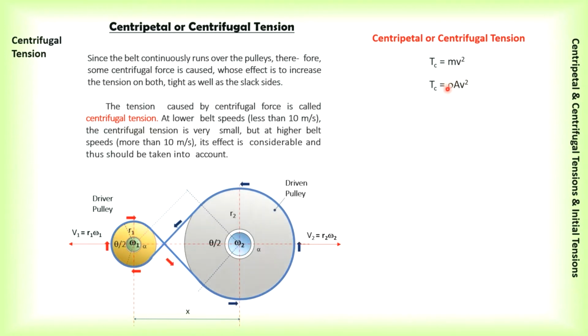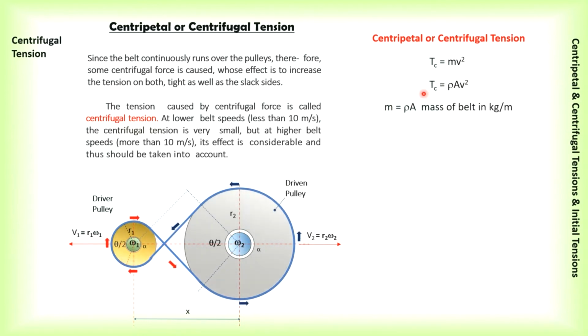Rho is the density of the belt material. It depends on what type of belt you are using, leather belts or others. If leather belts, the density should be approximately 1000 kg per meter cube. A here is the cross-sectional area of the belt. It depends on whether you are using a flat belt with a rectangular cross-section, a rope or circular belt where the cross-section is a circle, or a V belt, which has a trapezoidal cross-section.